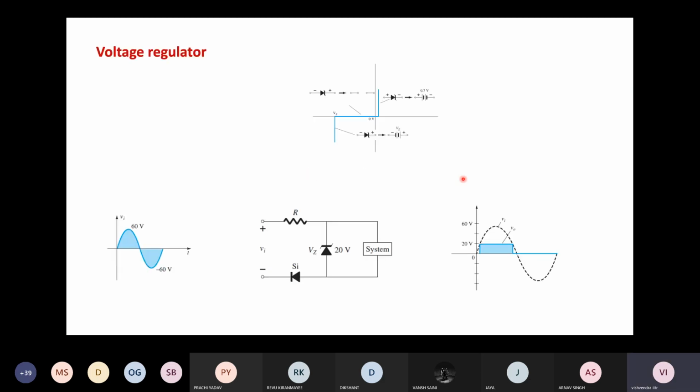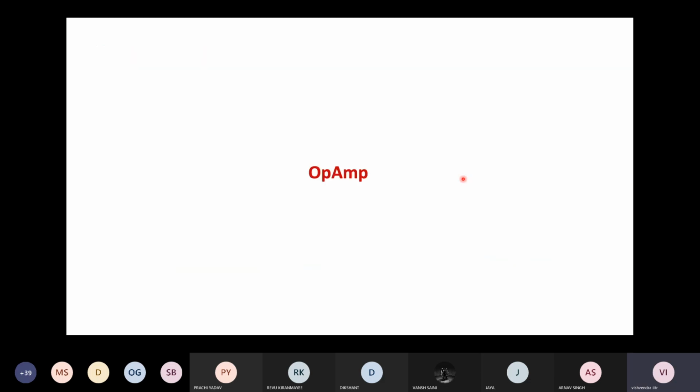So these are some of the applications of the diodes, and I'll share the slides today itself. So go through them again and let me know if there is any question. Now we come to a more important topic, which is the operational amplifiers. In short, it is written as op-amp. Have you guys studied about op-amps earlier? Have you seen them anywhere?